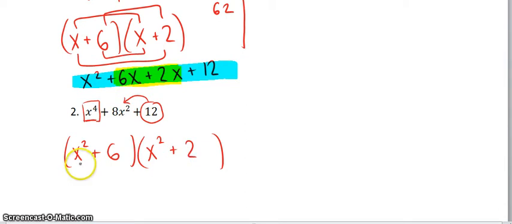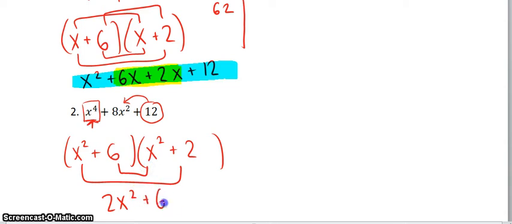Now if you're reverse FOILing, your first terms should multiply to be your x to the 4th. Your outers and your inners should add to 8x squared. So your outers would be 2x squared, and your inners would be 6x squared. So those should add to 8x squared. And your last should multiply to 12, which everything checks out.